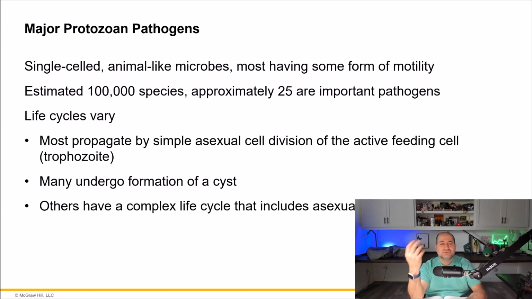There's an estimated 100,000 species, but approximately 25 are important pathogens. Remember, pathogens cause disease. They have a variety of life cycles. Most of them propagate by simple asexual cell division. They have a motile active feeding stage called the trophozoite stage, but many can also become a dormant cyst stage. Others can have complex life cycles that include both asexual and sexual phases.